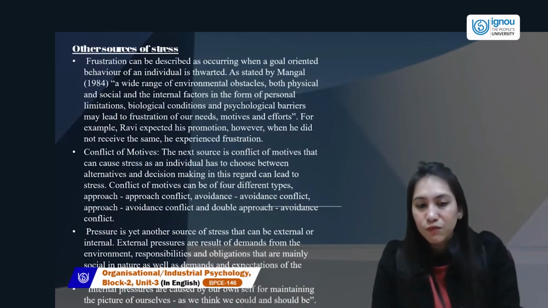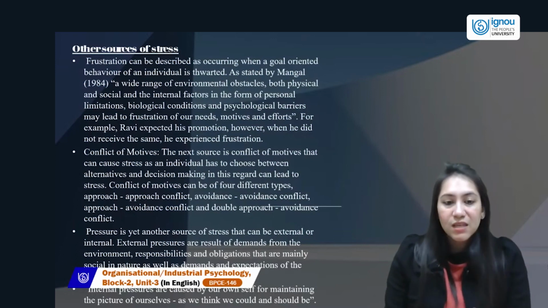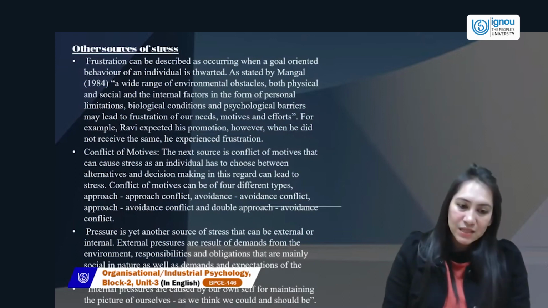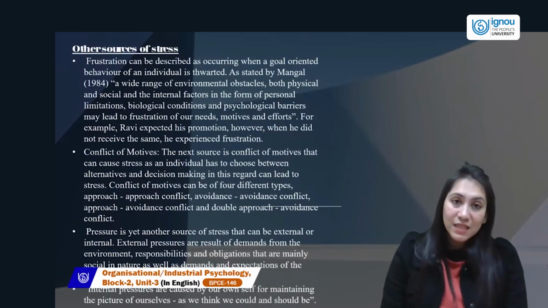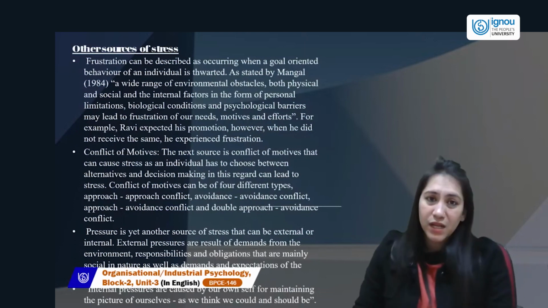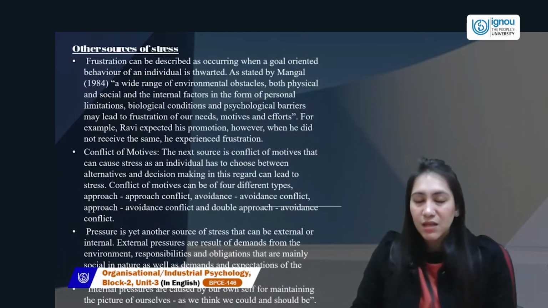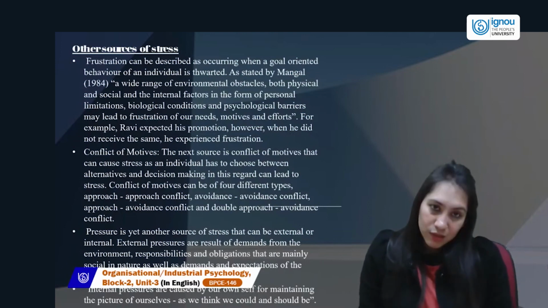Pressure can be external also from the environment, responsibility from other heads, obligation from other employees, etc. Internal pressures are caused by your own self, of maintaining a picture of yourself, an image of yourself, that I should be like this, I should always look like this. This puts a lot of pressure on you to be in a specific way all the time.